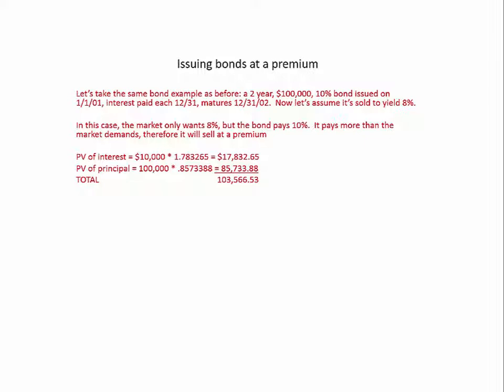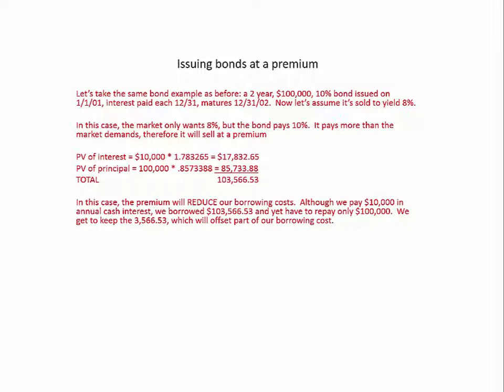It's sort of the counterpart to a discount on bonds payable. In this case, or in all cases, premiums reduce our borrowing costs. Now we're going to have to pay $10,000 in annual cash interest, but for the bond itself, we borrowed $103,566. We only have to return $100,000. We get to keep the extra $3,566. So that extra money serves to offset part of our borrowing costs.